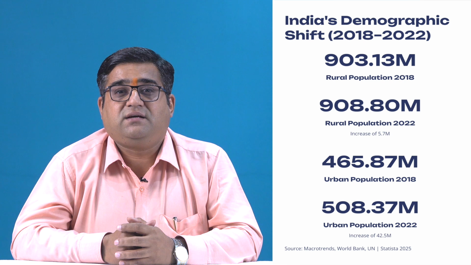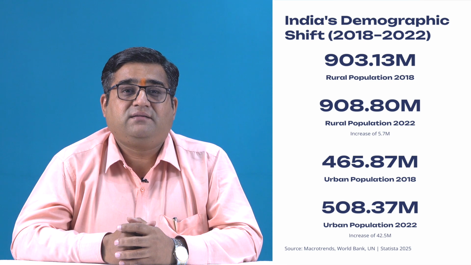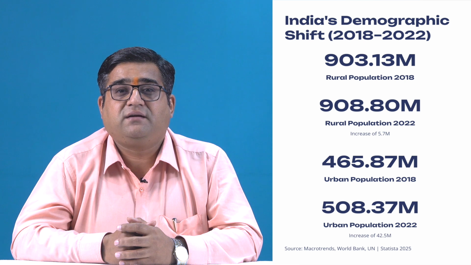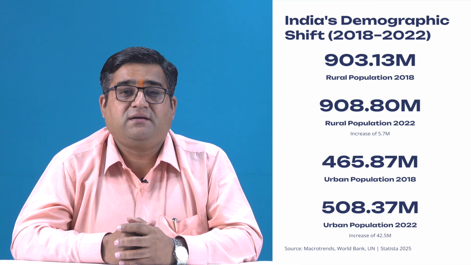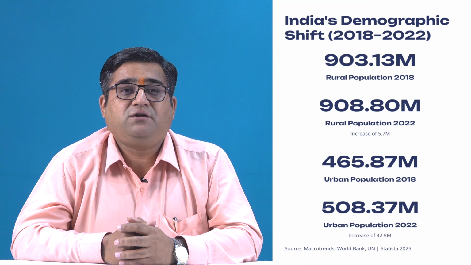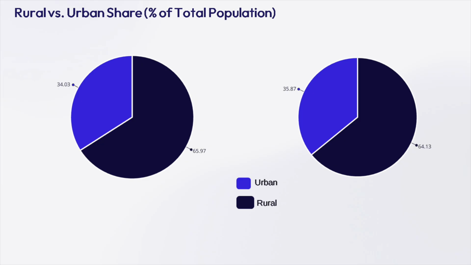In contrast, the urban population increased significantly, that is from 465.87 million to 508.37 million, which is a growth of nearly 42.5 million people. This indicates that urban areas are expanding rapidly. If we look at the percentage share, rural India declined from 65.97 in 2018 to 64.13 in 2022, while the urban share rose from 34.03 to 35.87. This gradual shift highlights the important trend of urbanization.